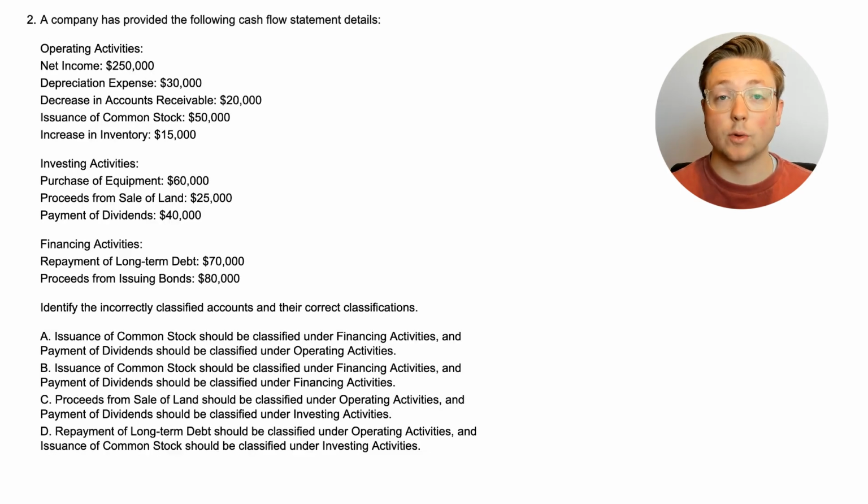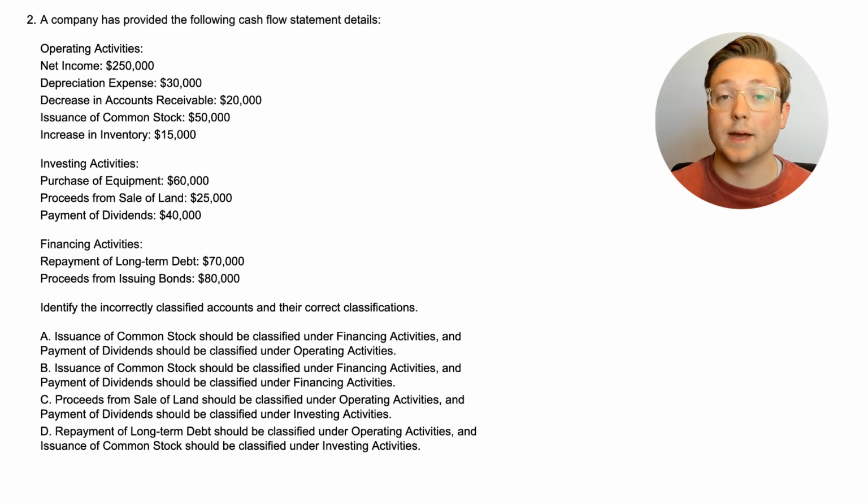All right, here we are at question 2. A company has provided the following cash flow statement details. So for operating activities, they put net income, depreciation expense, decrease in accounts receivable, issuance of common stock, and increase in inventory. So again, those are the things that they're saying affected operating activities. Investing activities, they had the purchase of equipment, proceeds from sale of land, and the payment of dividends. And the financing activities, they had repayment of long-term debt and proceeds from issuing bonds.